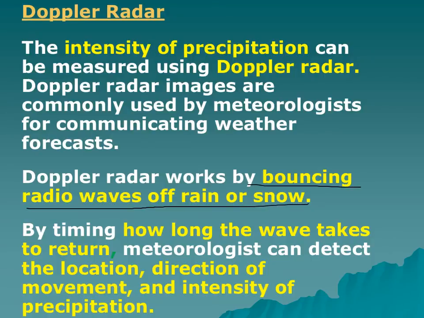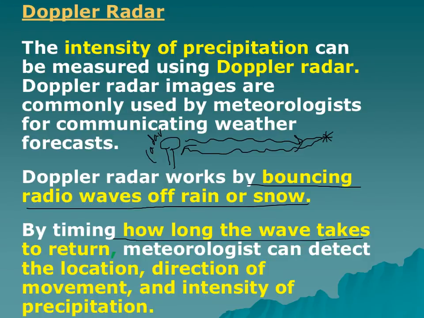So we send a radio wave out. Here's our radar tower, and it sends a radio wave out till it hits a snowflake, and then that bounces back. It will hit the snowflakes, bounce back, and depending on how long the wave takes to return, we can figure out how far away the rain or the snow is.